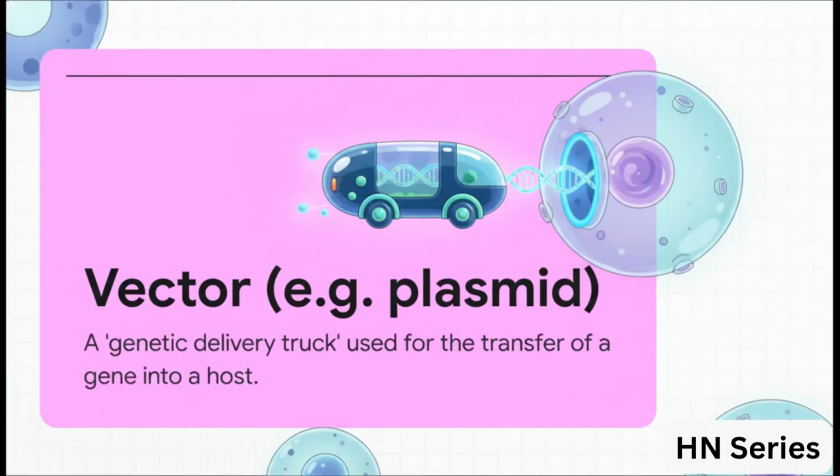Okay, so you've cut out your gene. Now you need to get it where it's going. That's where the vector comes in. This is basically your genetic delivery truck. A lot of the time, it's a small loop of DNA from a bacterium called a plasmid. Its whole job is to carry your precious gene cargo and merge it into the host's own DNA.